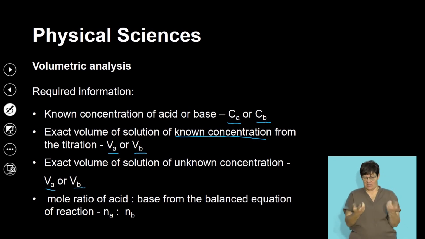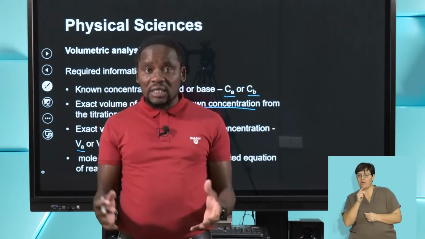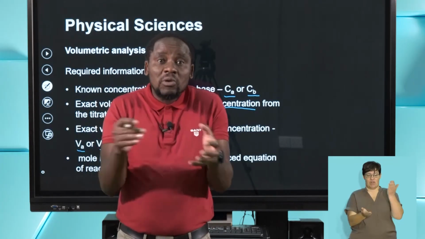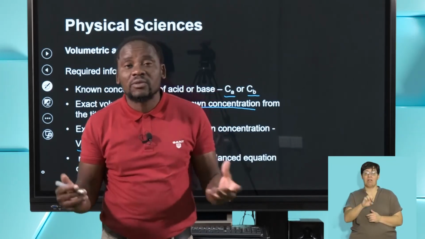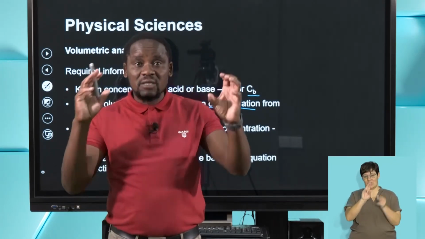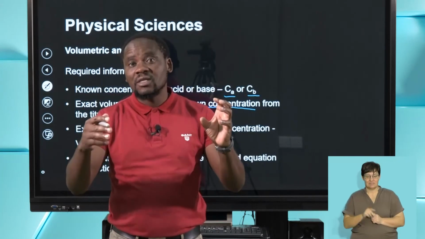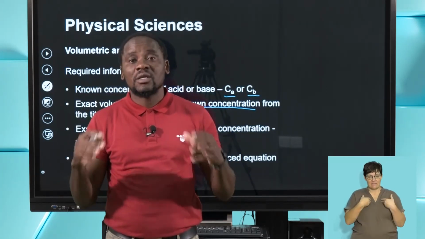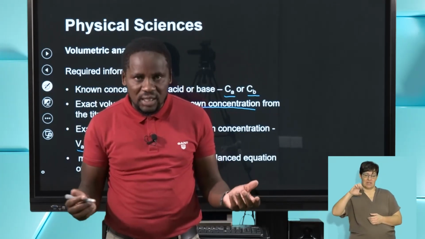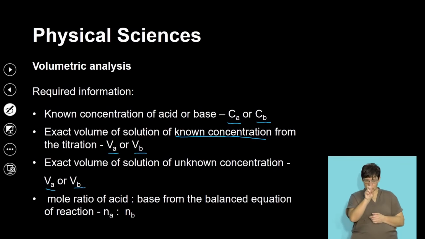And then again, very important, when it comes to the law of conservation of matter, we know that these substances react in fixed ratios, and we talk about the mole as the SI unit of quantity of matter. So the balanced equation of reaction gives us the stoichiometric ratio in which these substances react with each other, okay? So we also need the mole ratio of the acid and base from the balanced equation of reaction, right?